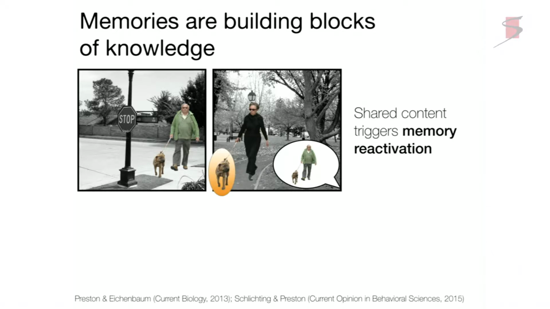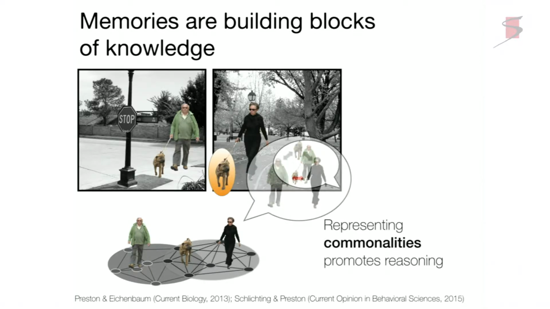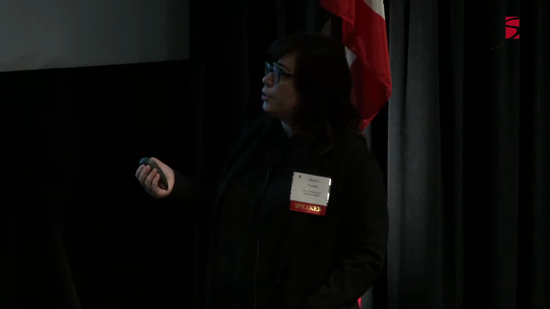And this active reactivation might shape how you learn about the new event, right? One way it might do that is it might allow you to pick up on commonalities. So you might represent this information as overlapping, and that has the benefit of allowing you to form connections between things that go beyond your direct experience. So you not only represent the shared relationship between the man and the dog and the woman and the dog, but you also code a relationship between these two people that you've never seen together before. And that might allow you to do inference in new ways. You might be able to infer that this woman is your new neighbor, so she has a link to the house next door.